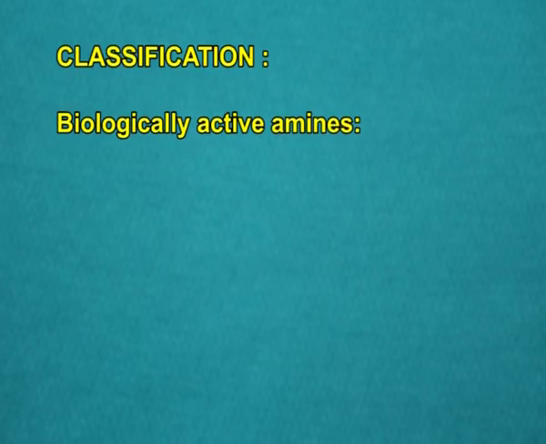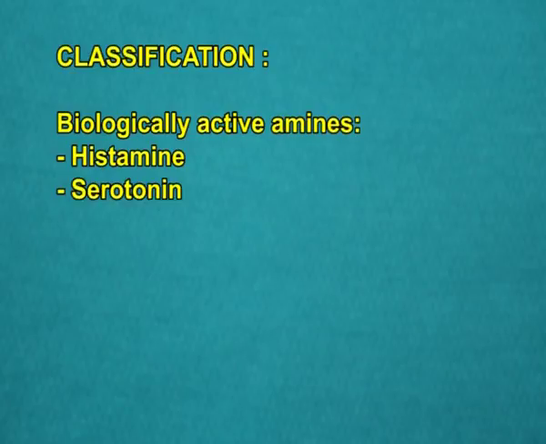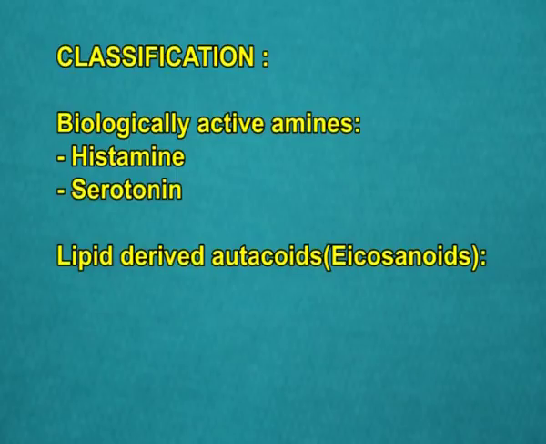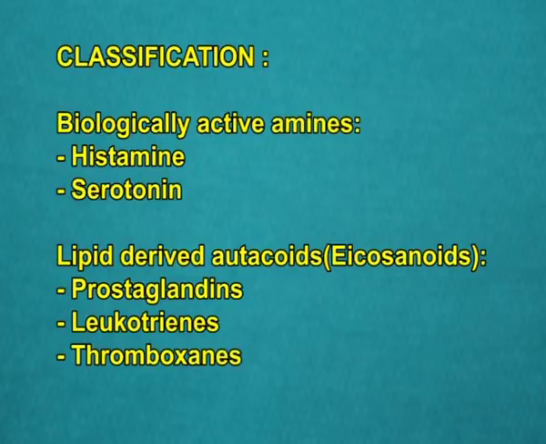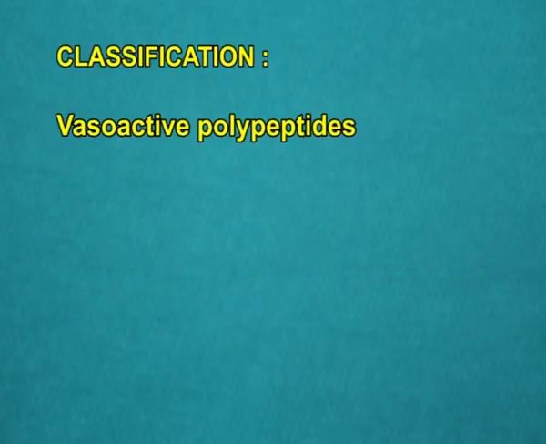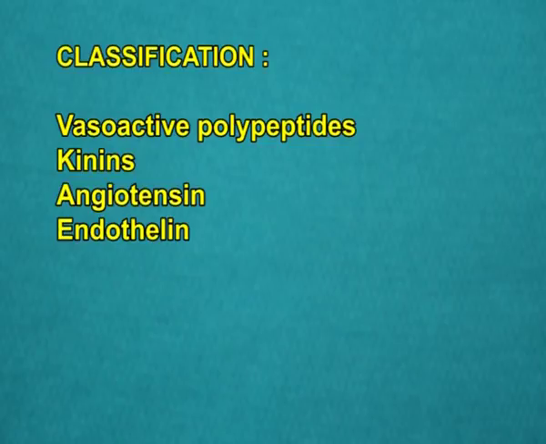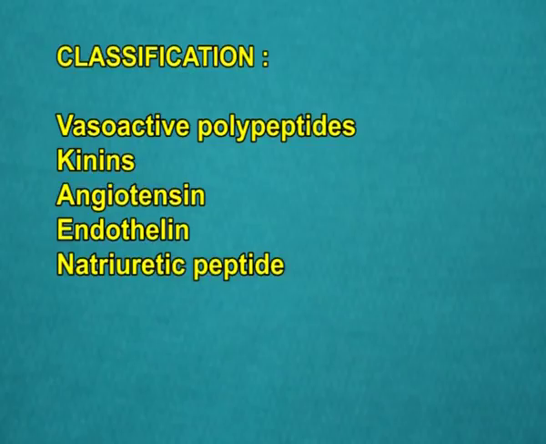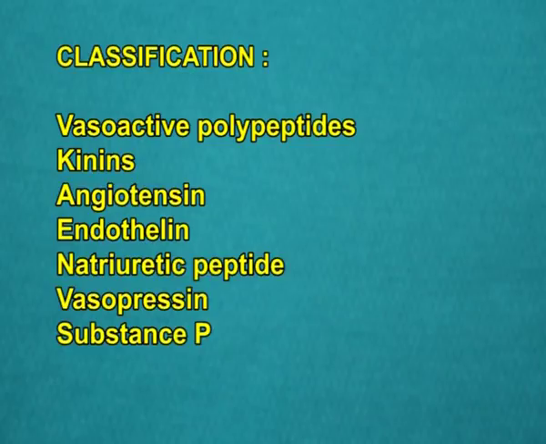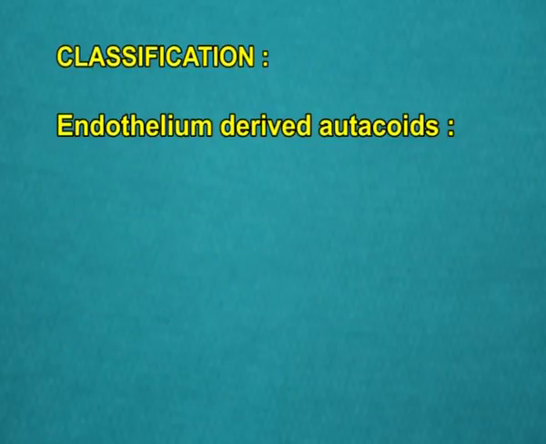Dear friends, now we come to the classification of various types of Autacoids. The first category is biologically active amines, which may include histamine and serotonin. Lipid derived Autacoids may include eicosanoids, prostaglandins, leukotrienes and thromboxanes. Vasoactive polypeptides, for example kinins and angiotensin, endothelin, natriuretic peptides, vasopressin and substance P. Endothelium derived Autacoids, the best example is nitric oxide.